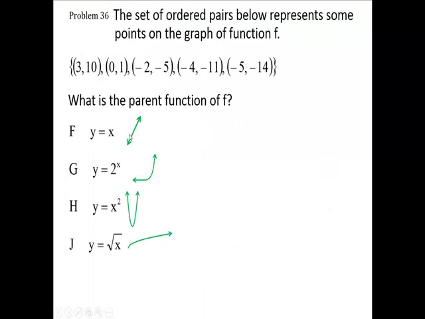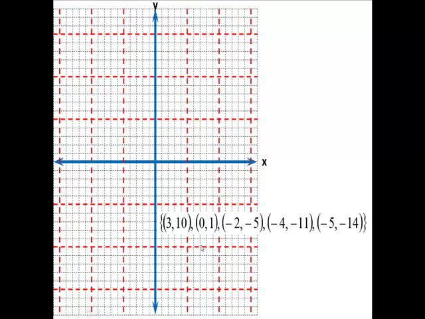So I have my four functions here. This is a line. This is 2 to the x, the exponential. This is x squared, and this is the square root of x. All right, now we've got to graph our points. Start off with 3, 10. 3 to the right, up 10. 0, 1. Negative 2, down 5. Negative 4, down 10. 1, 11.